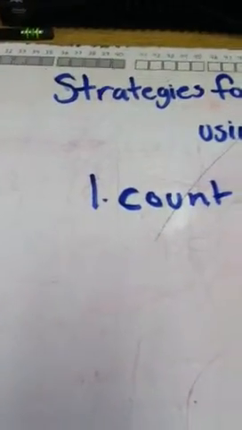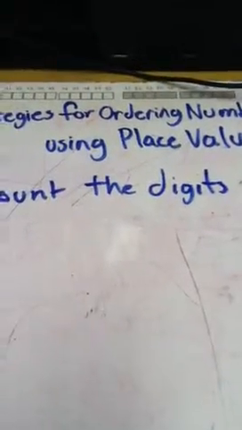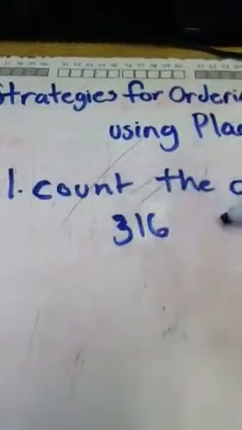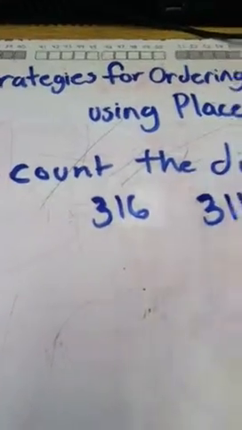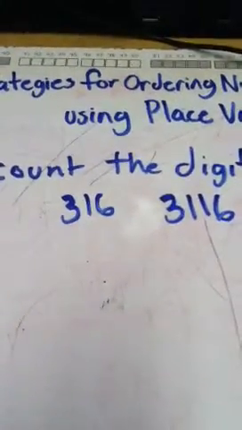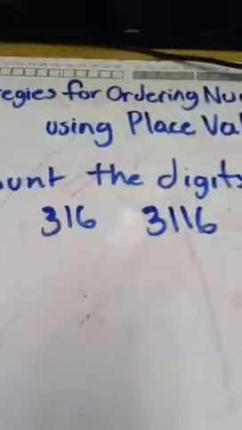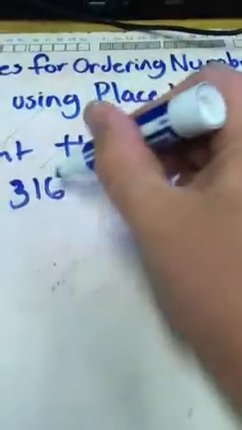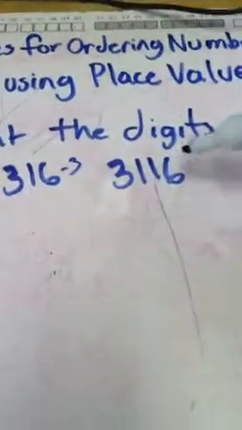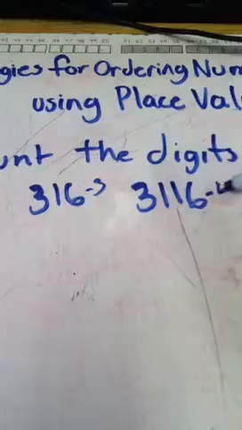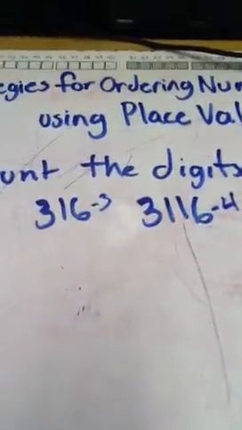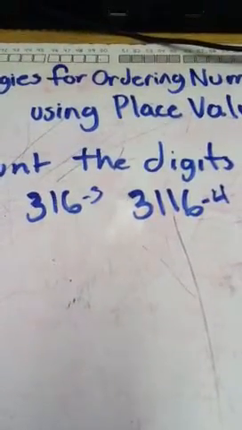we're going to count the number of digits that each of the numbers have. The reason why we're going to do this is because, say, for example, we had the number 316, or we had the number 3,116. It would be really simple to compare these two numbers just based on the number of digits. This number, 316, has 3 digits. This number, 3,116, has 4 digits. So the reason why we do that first is because it's really easy to make a comparison.